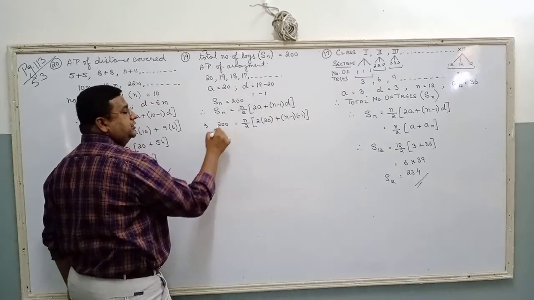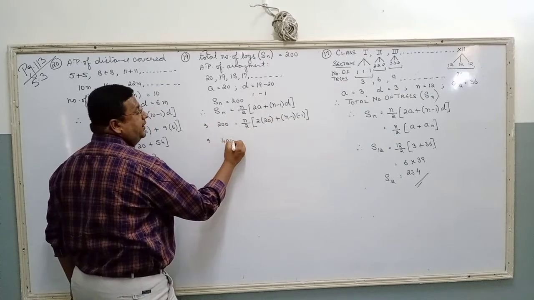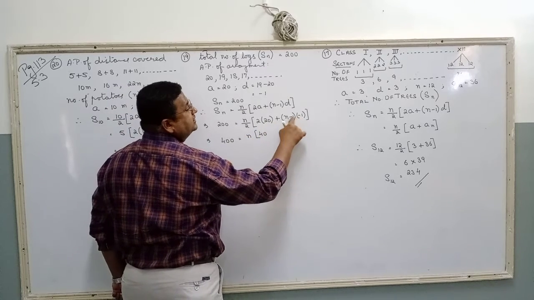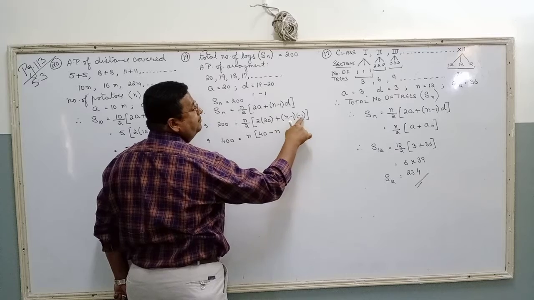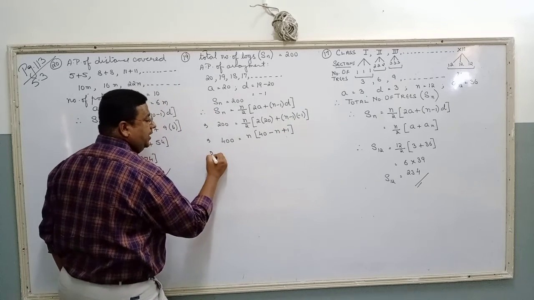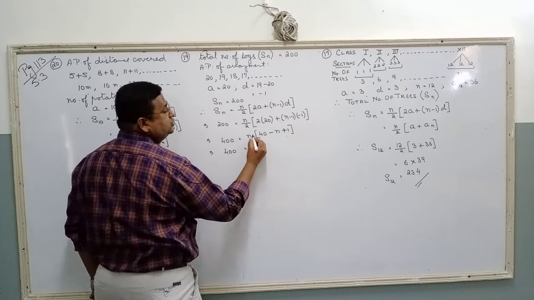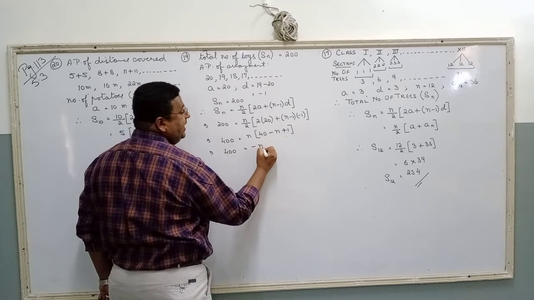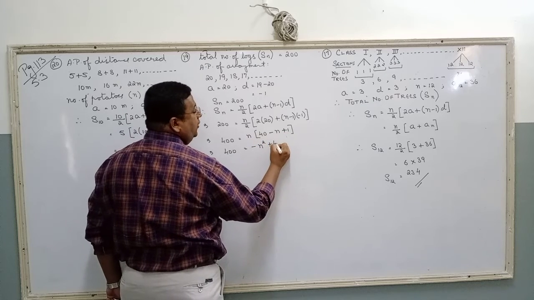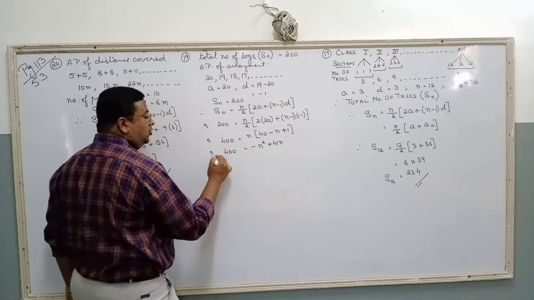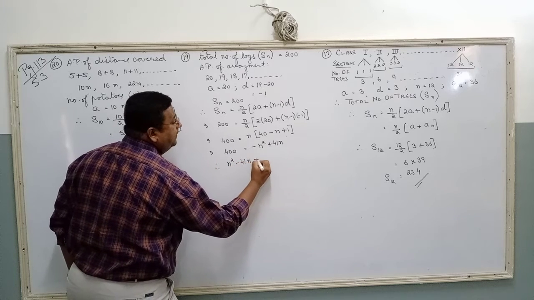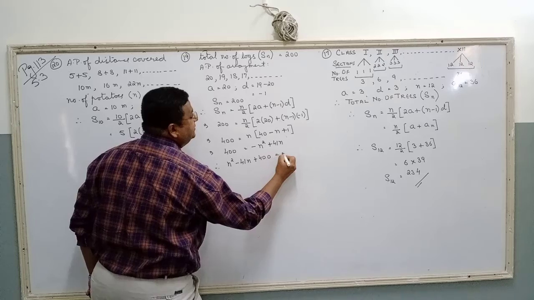2 is in division, goes in multiplication. 2 200s are 400 is equal to n into 2 20s are 40 minus 1 into n minus n minus 1 into minus 1 plus 1. 400 is equal to n into minus n square, 40 plus 1, 41 into n, plus 41n. Transpose both the terms over here, so we get n square minus 41n plus 400 is equal to 0.